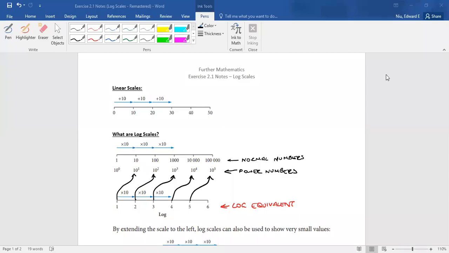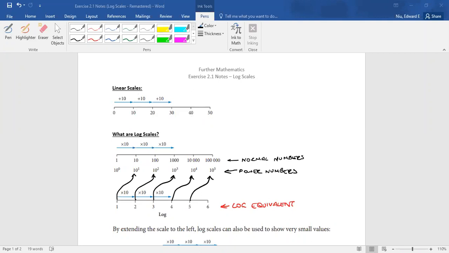Exercise 2.1 takes a look at log scales. The first thing we need to understand is just scales. Usually when we're dealing with normal numbers, we use the linear scale. So, for example, 0, 10, 20, 30, 40, 50. What you notice is each interval that we're going up by is being added by 10. And if we were to go back down the scale, we would subtract by 10.